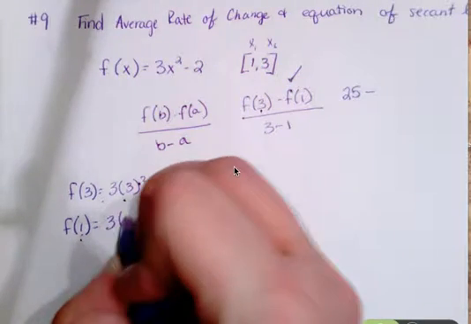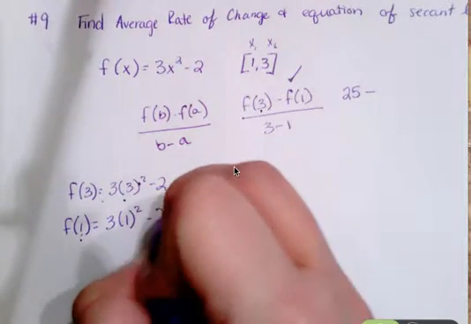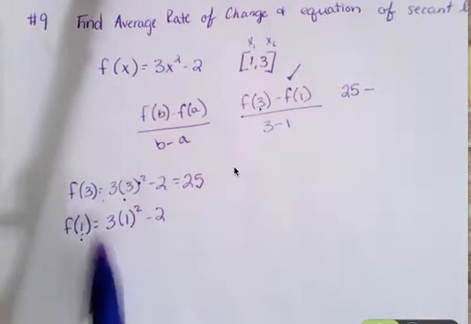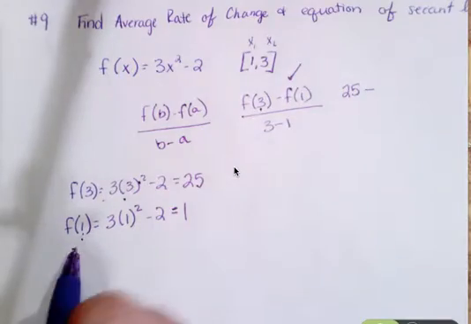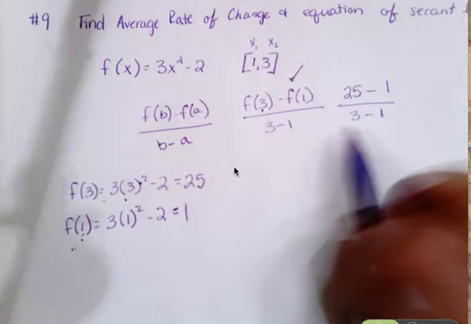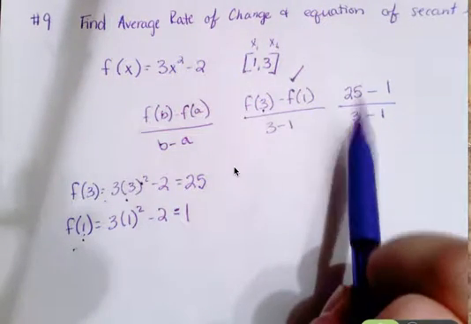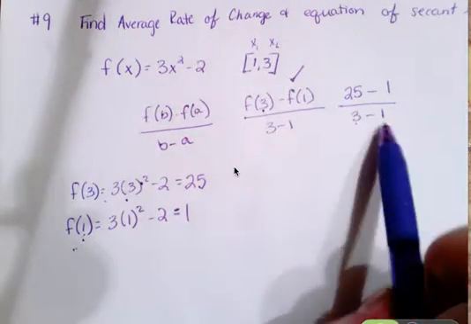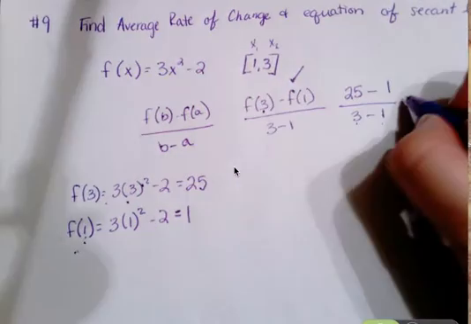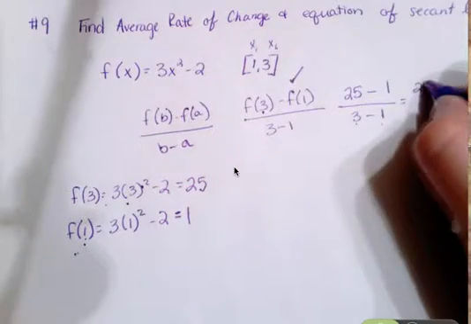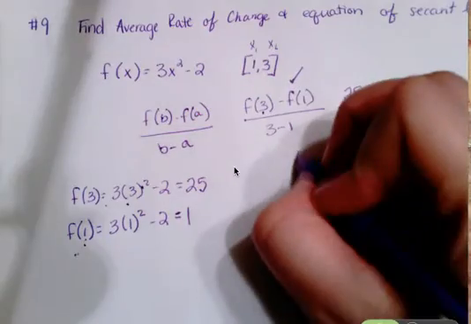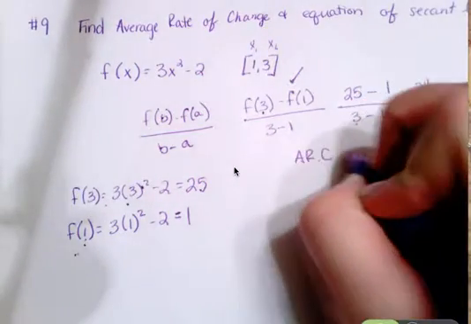So 3 times 1 squared minus 2. Well, 1 squared is 1, times 3 is 3, minus 2 is 1. So f of 1 is 1. And it's still over 3 minus 1. What this means, remember, this was my x value, this was my corresponding y value. This was another x value, and this was another corresponding y value. So then if you actually simplify this, you get 24 over 2, which is equal to 12. So that means my average rate of change is equal to 12.